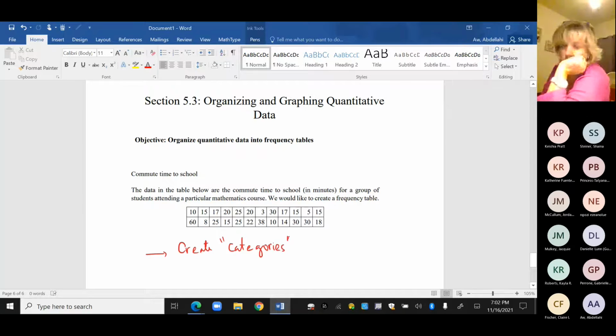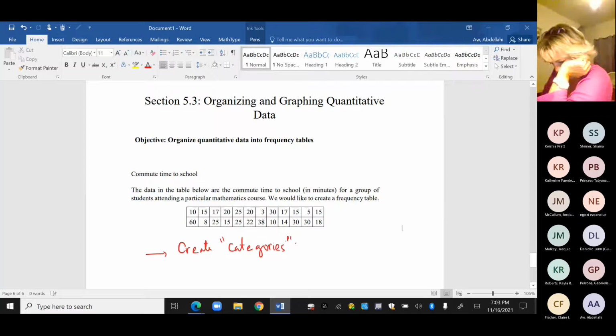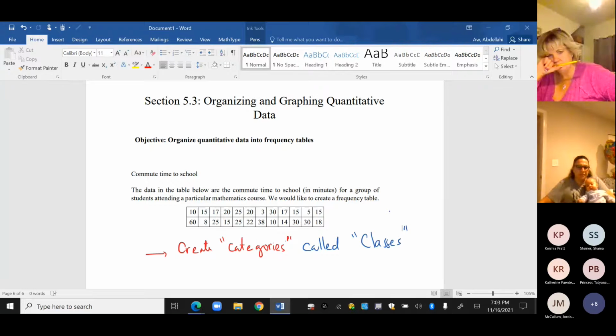And in this context, we call them classes. So basically, we're going to create categories that we call classes. In order to avoid having each data value be a category by itself, we're going to say, okay, this group of data forms a single category. This group forms a single category. This group forms a single category.